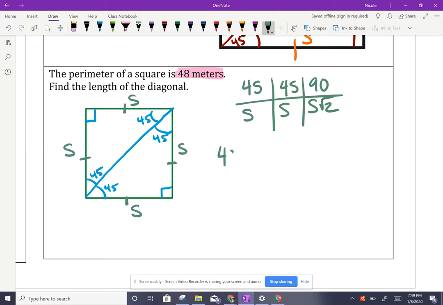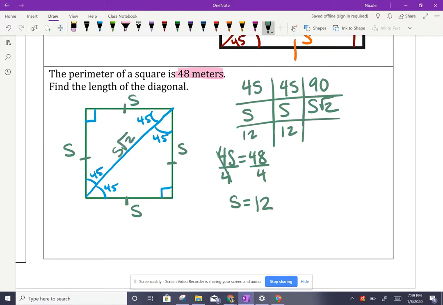So each one of these sides is represented by an S. If I take 4S, which would represent our perimeter, equals 48, that will tell me what S is. So I divide by 4. S is going to be equal to 12. Then I need to find S root 2, which is the diagonal. So I take that 12, I plug it in, and 12 root 2 is our diagonal in meters.